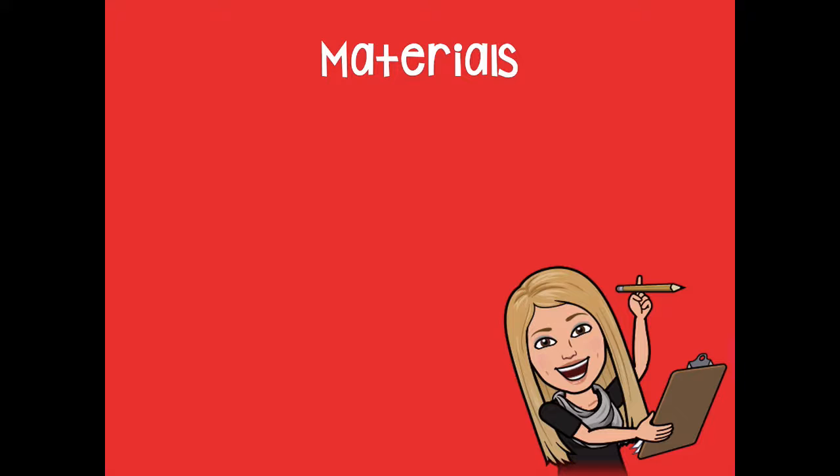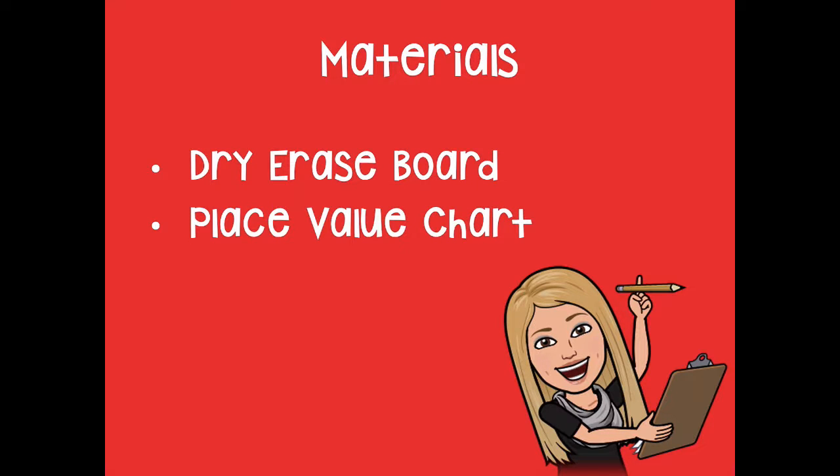The materials that you need for this lesson are your dry erase board and your place value chart. If you don't have a place value chart, that's okay. Just draw one on your dry erase board with hundreds, tens, and ones. So make sure you have those materials before we get started.